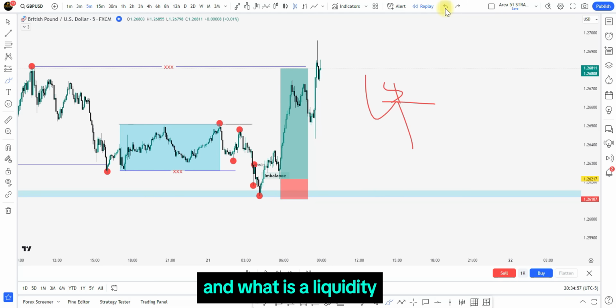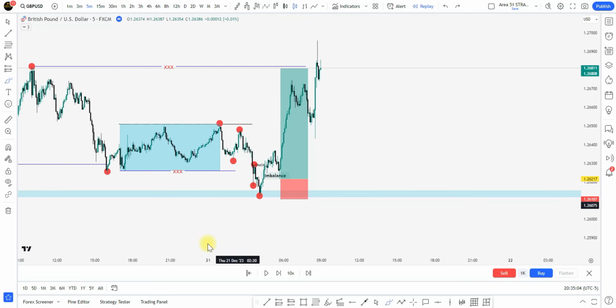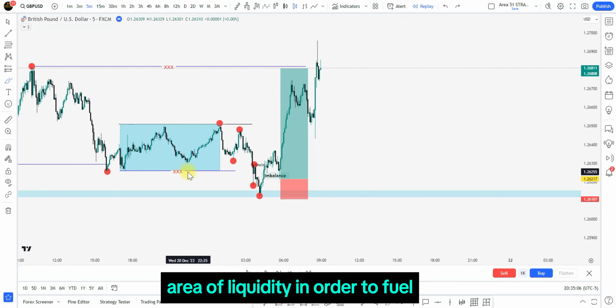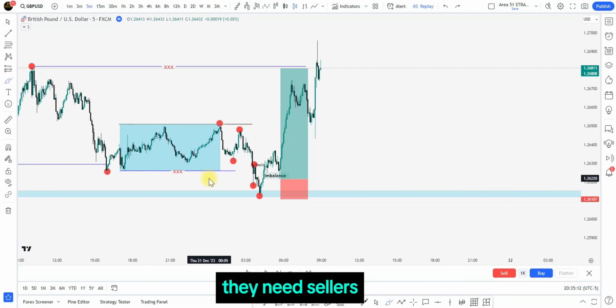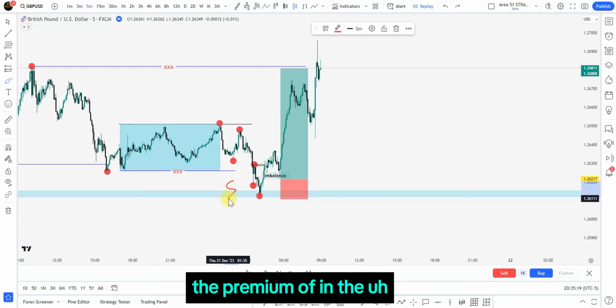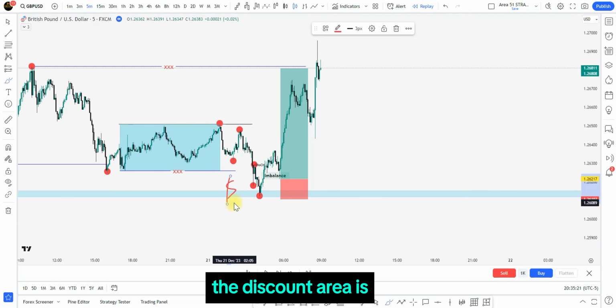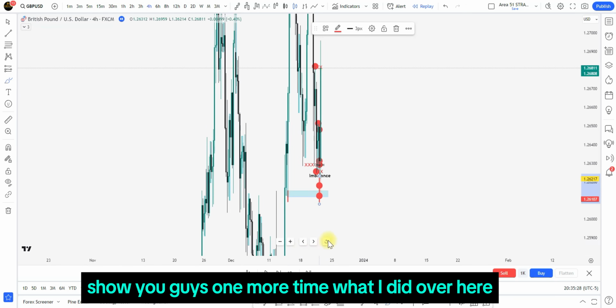And what is a liquidity? A liquidity is an area that has too many orders sitting. So the big banks, they always look for this area of liquidity in order to fuel the rest of their orders. And this is why, in order for them to buy, they need sellers, and in order for them to sell, they need buyers. Okay, and this is where the premium and discount area is.